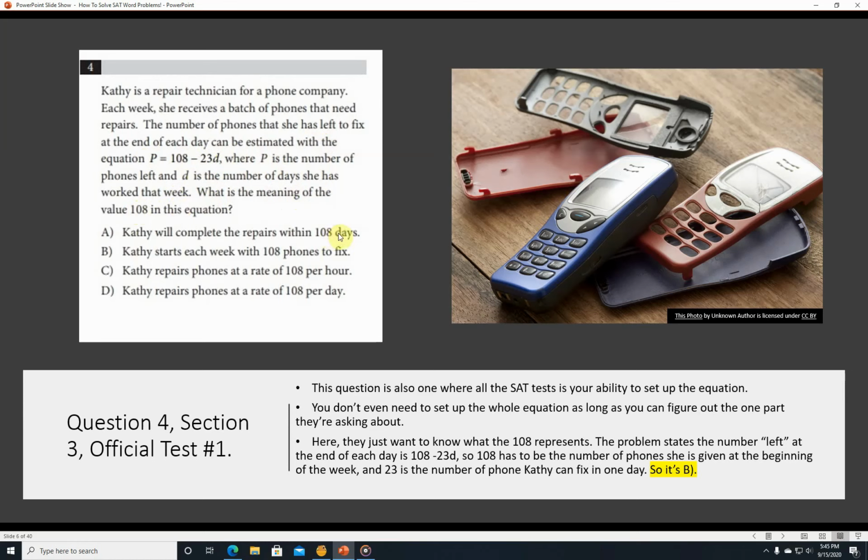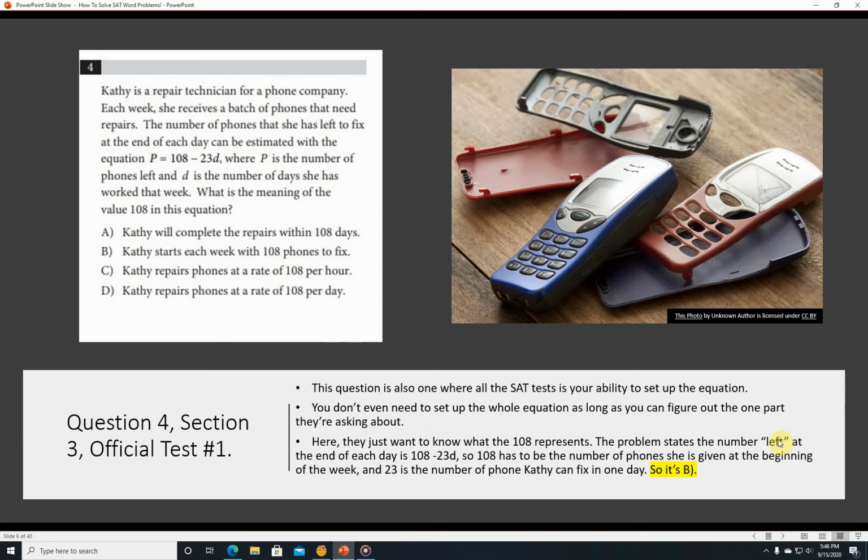Kathy will complete the repairs within 108 days. Kathy starts each week with 108 phones to fix. Kathy repairs phones at a rate of 108 per hour, or Kathy repairs phones at a rate of 108 per day. So this is also a question where all the SAT tests is your ability to set up the equation. You don't even need to set up the whole equation as long as you can figure out the one part they're talking about. So here they just want to know what the 108 represents.